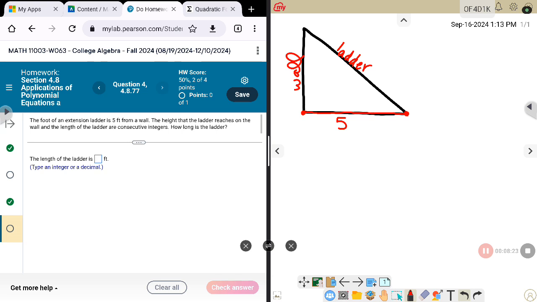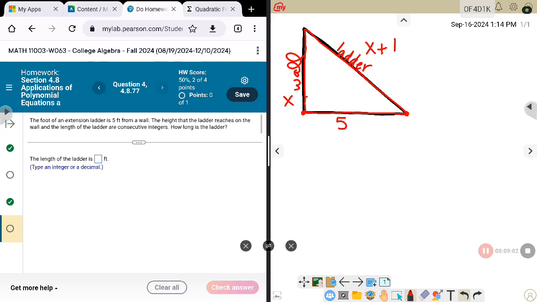Now it says the height that the ladder reaches on the wall and the length of the ladder are consecutive integers. What does that mean? It means that the height that the ladder reaches and the length of the ladder are consecutive integers, which means one comes right after the other. So I am going to call the wall side x, and if the ladder is the very next number, that side's going to be x plus 1.